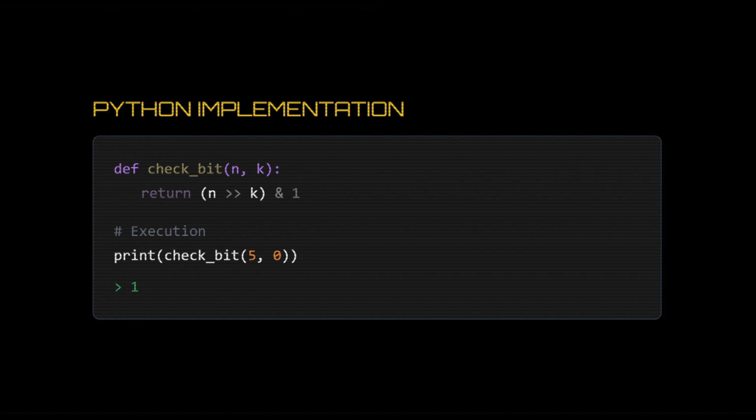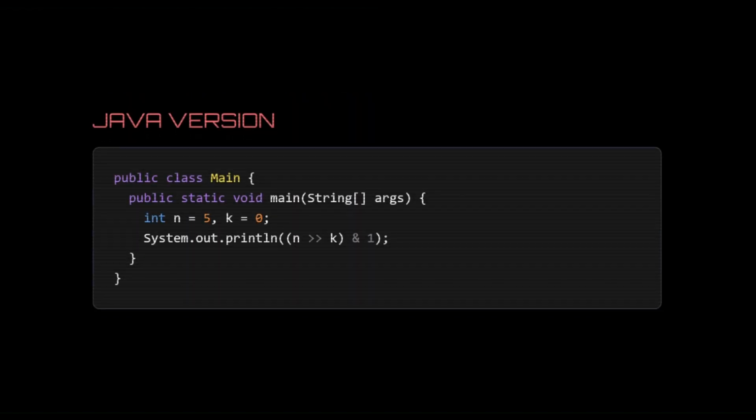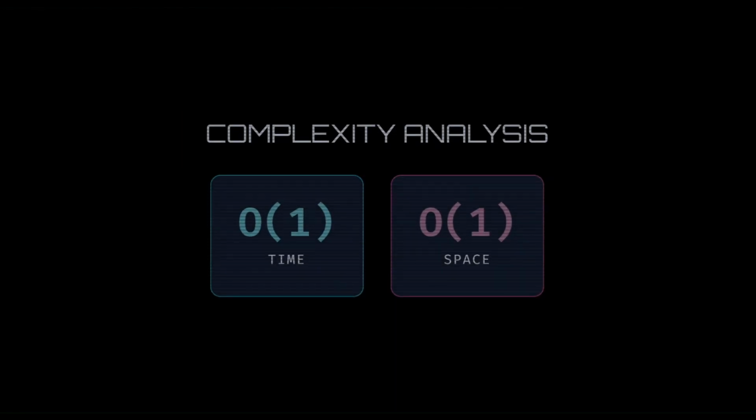In Python, it's just one line. Define your function, return n right shift k, ampersand 1. Simple. It works exactly the same way in Java. The syntax is nearly identical for bitwise operations. The best part? It runs in constant time, O of 1. And constant space. It is super fast.